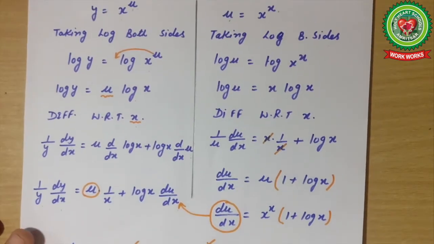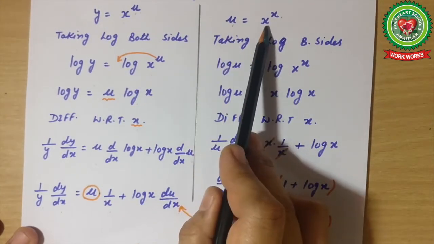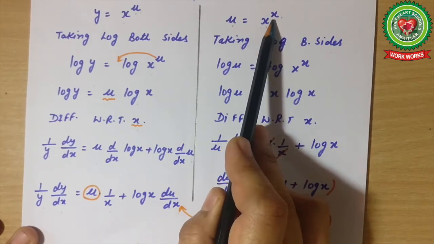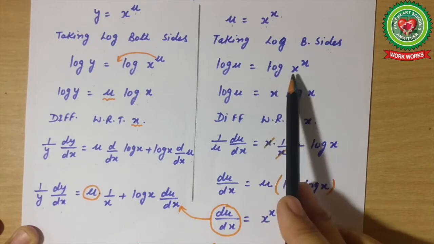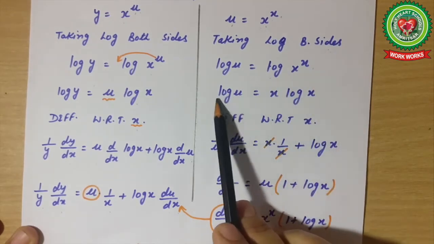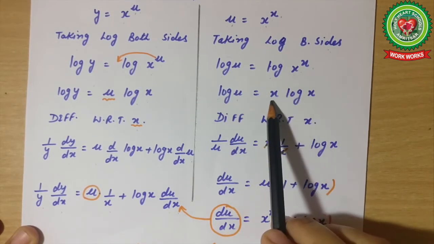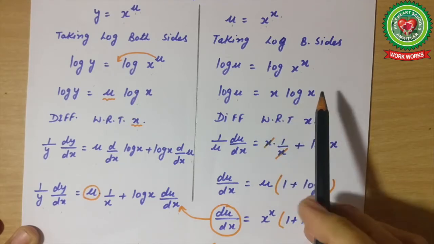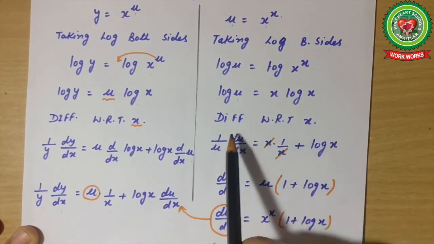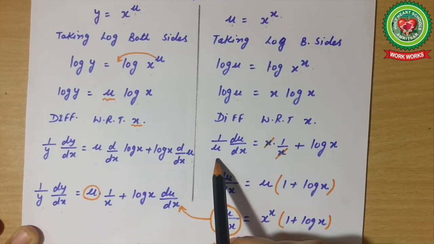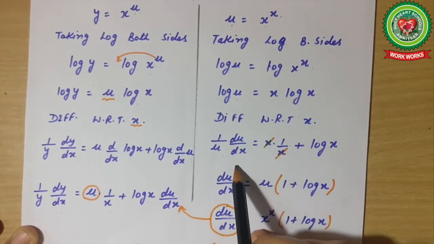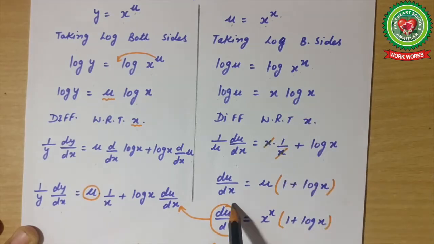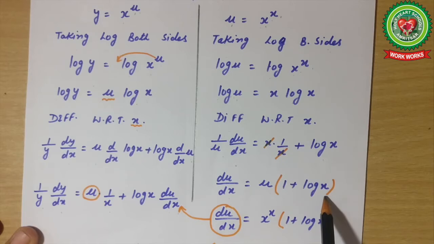Now, the other side, where we are taking u as if another function, x raised to power x. We will take log to that side also. Log u, log x raised to power x. Log u, according to power rule, x log x is there. When we differentiate this one, log u is 1 upon u. Same, log u, 1 upon u, du upon dx. When we solve this equation, we will get the value of du upon dx, u, 1 plus log x.